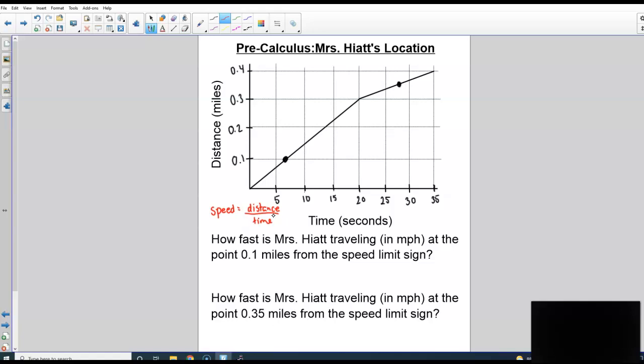How fast is it going? 51.4296. I think it's right. You're close. Another way. I even did this. Go ahead and do the second one also.